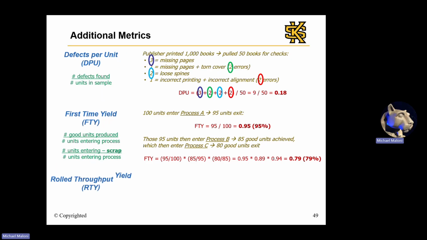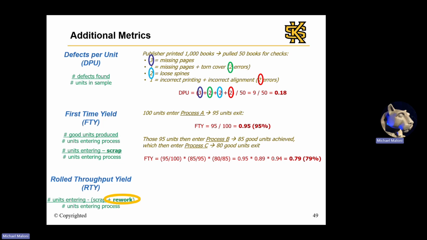Our last metric is rolled throughput yield, RTY, which considers scrap and rework. Rework means defects that are fixed. So first time yield above did not care about rework, so it didn't distinguish rework from regular good items. But rolled throughput yield here subtracts the reworked items, not counting them as good outputs. So the calculation is the number of units entering minus scrap and rework divided by the number of units entering. So notice the difference. It removes the rework.